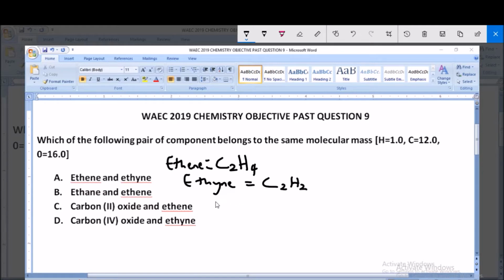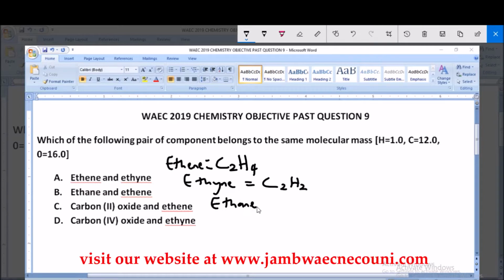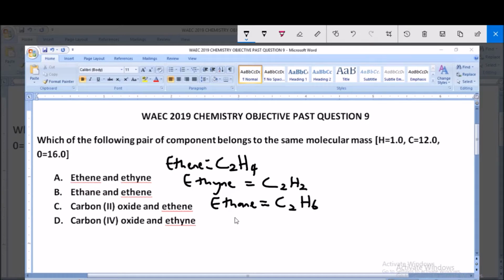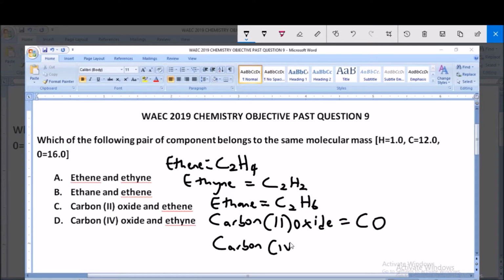We have ethane, chemical formula C2H6. We have carbon 2 oxide, or carbon monoxide, CO. Then we have carbon 4 oxide or carbon dioxide, which is CO2.